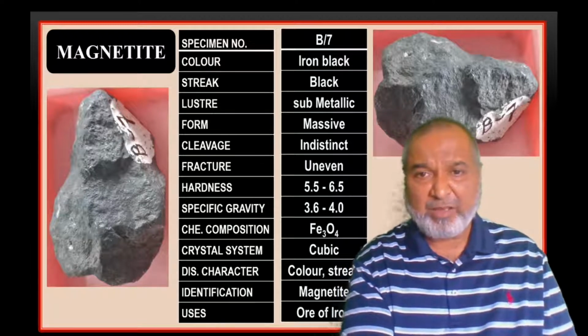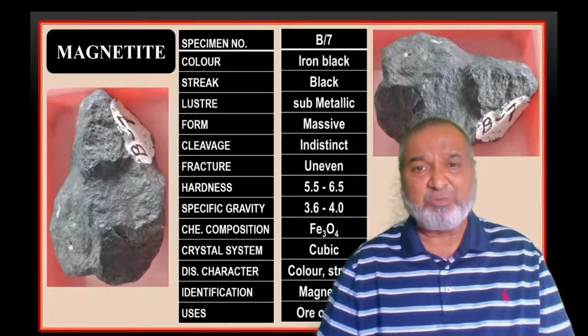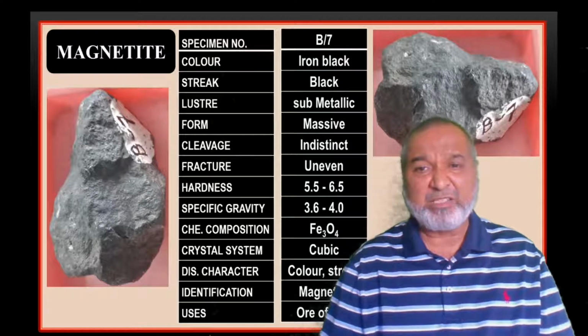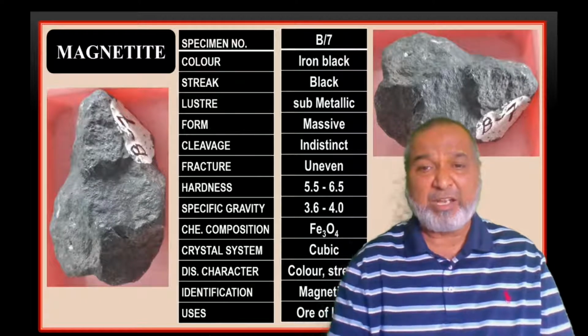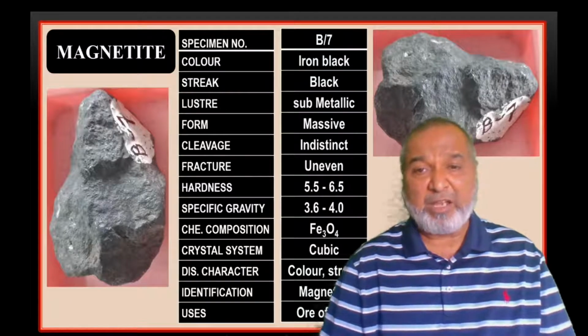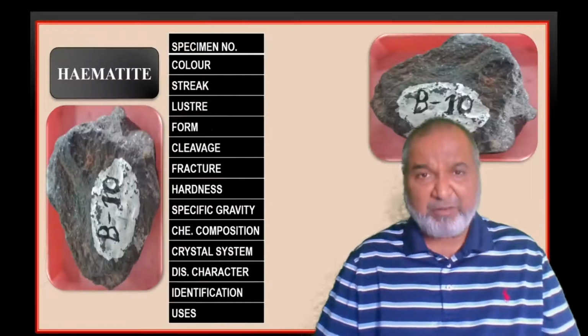It is a cubic system, and the distinguishing properties are color and streak. The name of the mineral is magnetite, and being an ore of iron is the important property of this mineral. Magnetite, we are done.